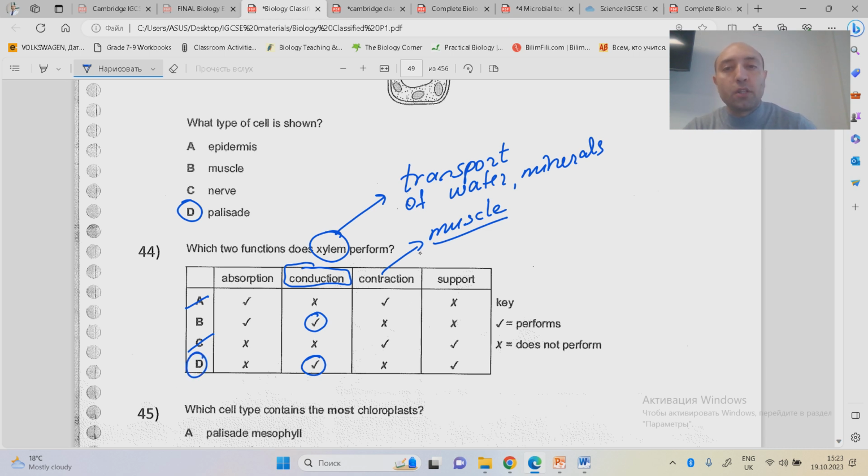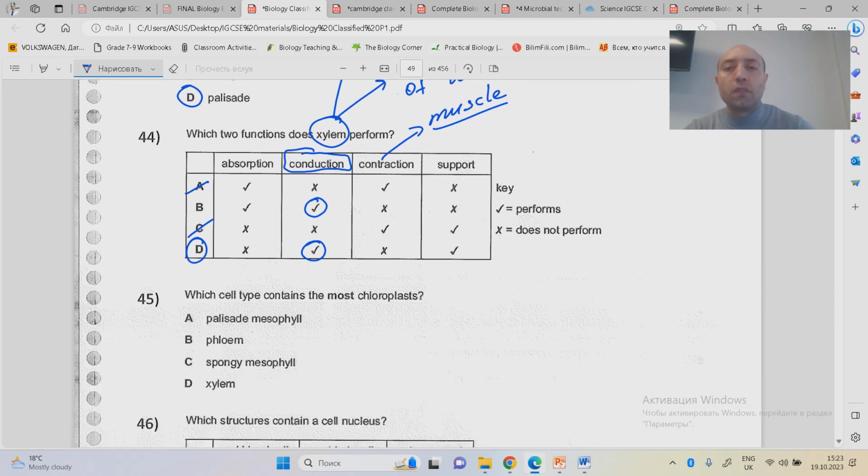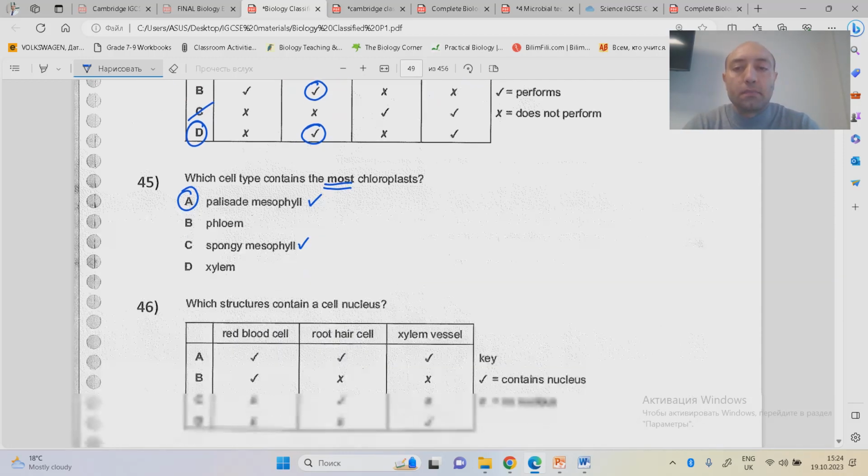I will give you one information about support. Guys, don't forget in the xylem we have a substance known as lignin, which is needed for support. Then question number 45. Which cell type contains the most chloroplasts? Most chloroplasts belong in here to palisade. Actually, in this answer, we have chloroplasts in palisade cells and also in spongy mesophyll. But spongy mesophyll contains less chloroplast than palisade.